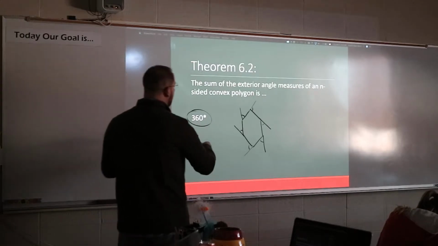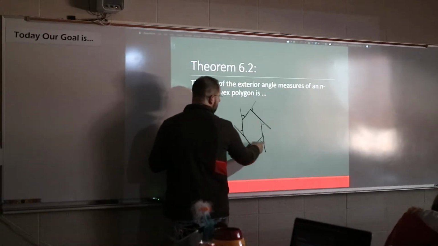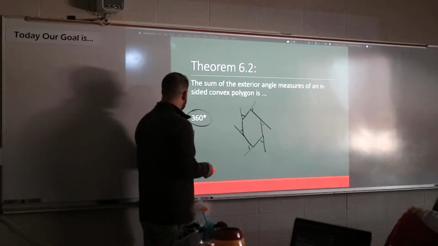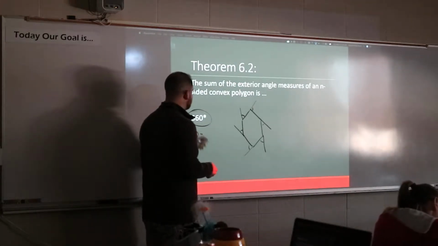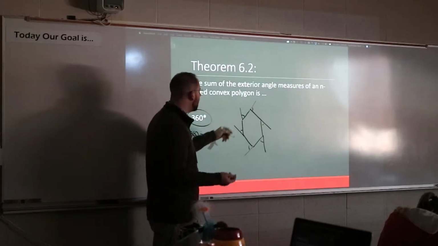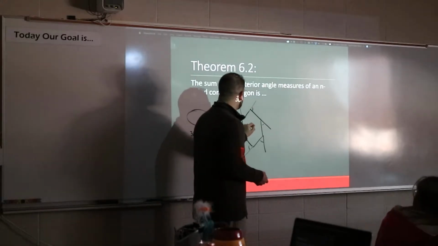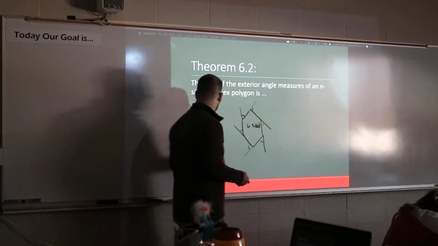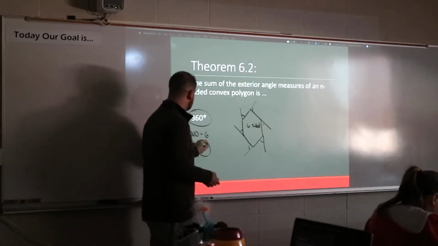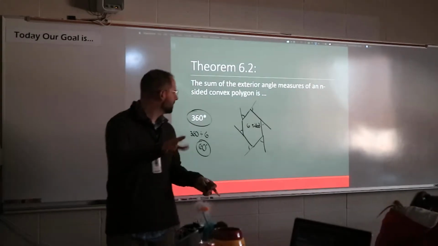Now, to find what just one of these angles should be, what you'd have to do is take the 360 and divide it by how many angles there are on the outside. Well, in my case, since this is a hexagon, it has six sides, so you divide by six. And this turns out to be, what, 60? Each angle should be 60 on the outside. That kind of looks like roughly what they are.